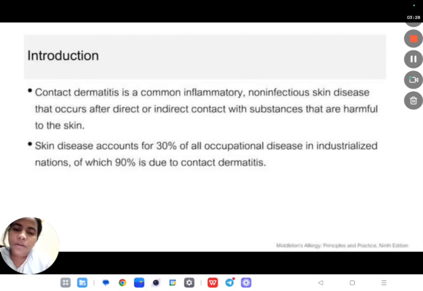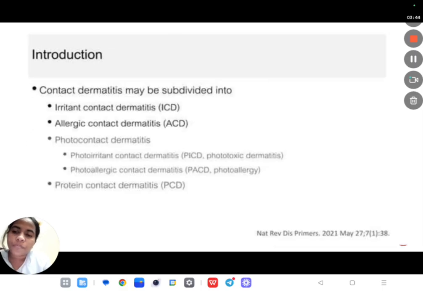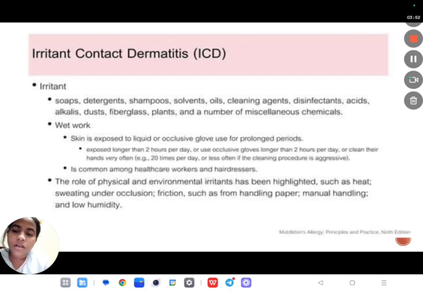Contact dermatitis is a common inflammatory, non-infectious skin disease that occurs after direct or indirect contact with a substance that is harmful to the skin. Skin disease accounts for 30% of all occupational disease in industrialized nations, of which 90% is due to contact dermatitis. It may be subdivided into irritant contact dermatitis, allergic contact dermatitis, photocontact dermatitis, and protein contact dermatitis. Irritant contact dermatitis is caused by soap, detergent, shampoo, solvents, cleaning agents, etc. It affects wet workers, those who work in liquid or are exposed to liquid, or in a glove factory.